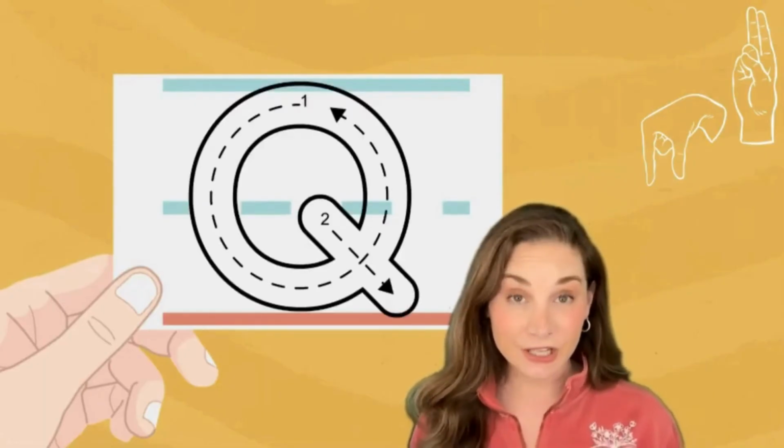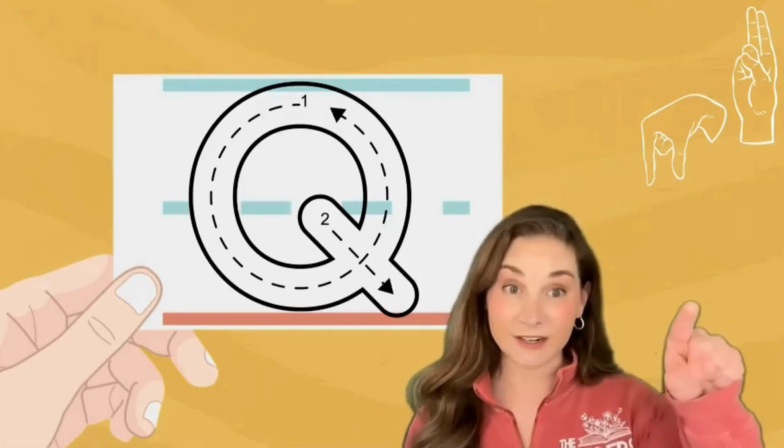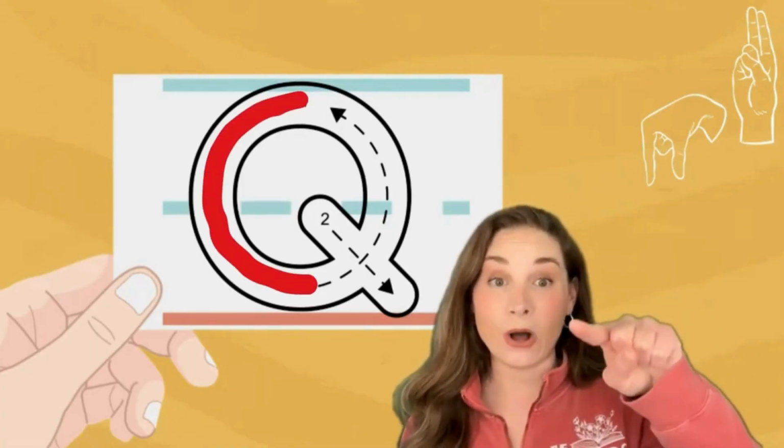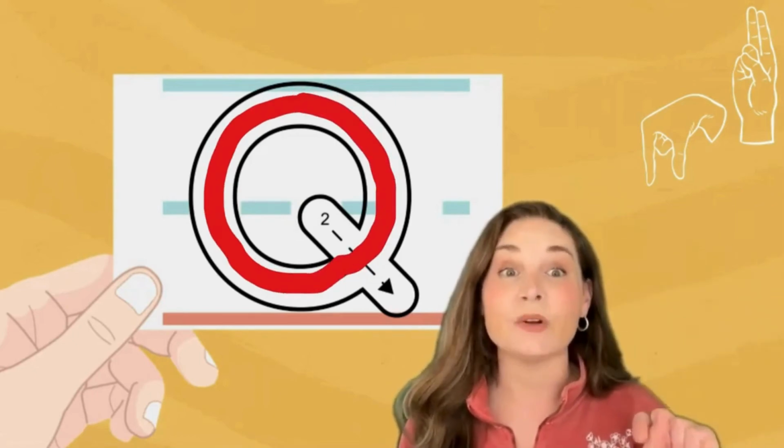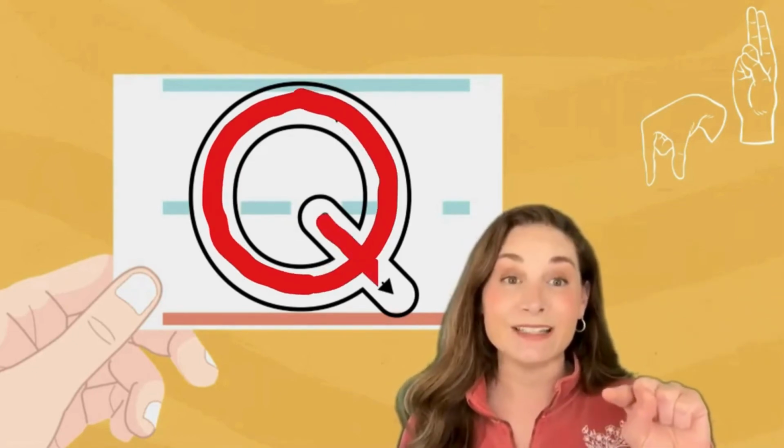To make the letter Q, you are going to start at the very top and do a circle all the way down to the bottom and coming back up to the top. And then you are going to hop to the middle and do a slanted line from the middle down to the bottom. That's how you write the letter Q.